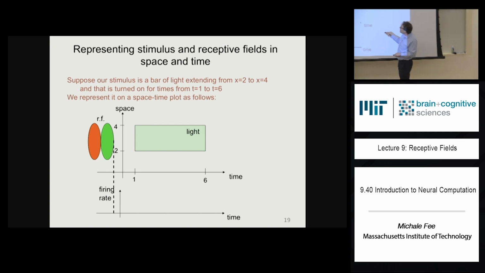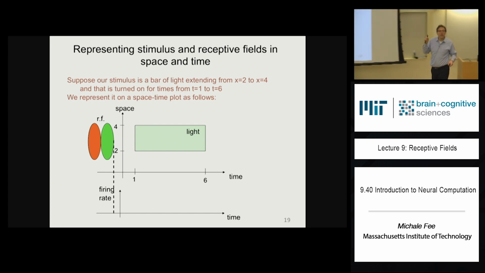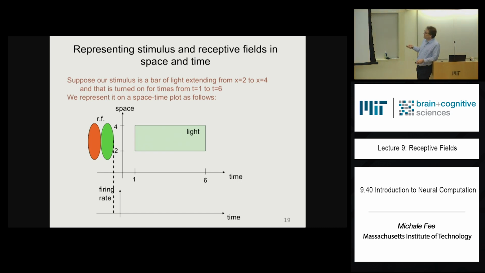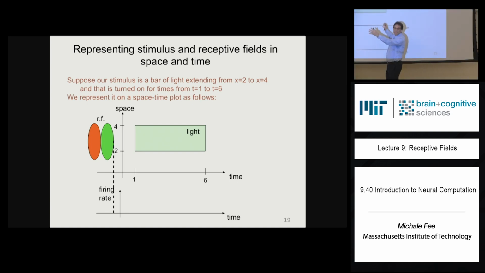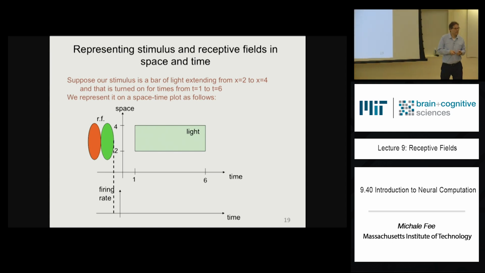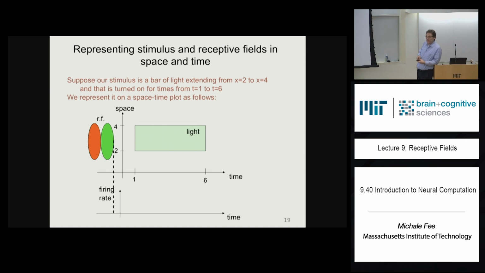This stimulus is also a function of space and time. It's one-dimensional in space. So what does this look like? This looks like a bar of light that extends from position 2, let's say 2 millimeters, to 4 millimeters on our screen. And it turns on at time point 1, stays on, and turns off at time point 6. Let's say 1 second to 6 seconds. Does that make sense?